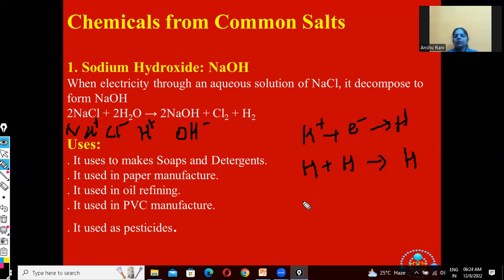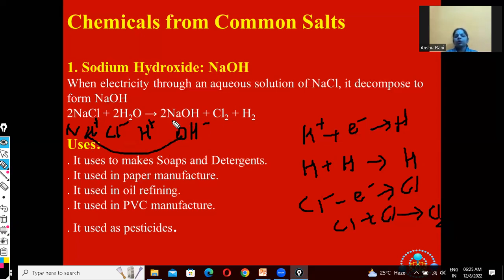Cl negative will lose an electron and turn to Cl. Two atoms of chlorine will combine together to form chlorine gas, Cl2. So you will get hydrogen gas and chlorine gas, with NaOH remaining behind in the solution.